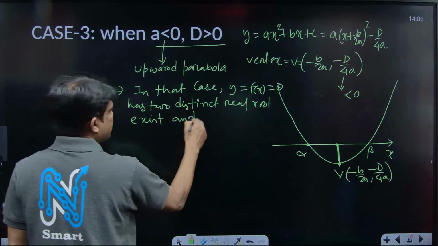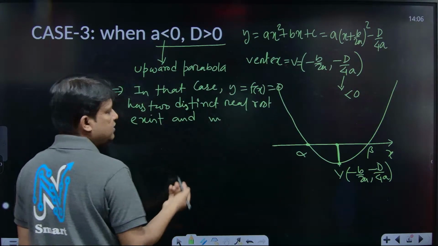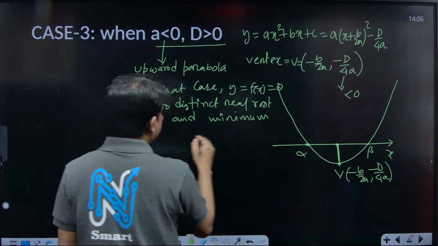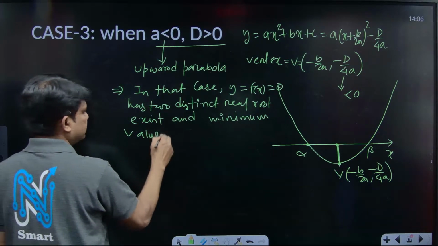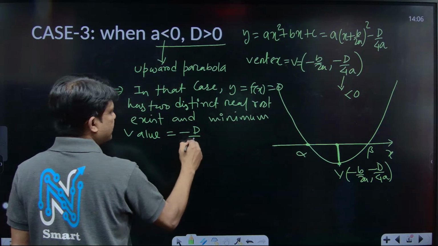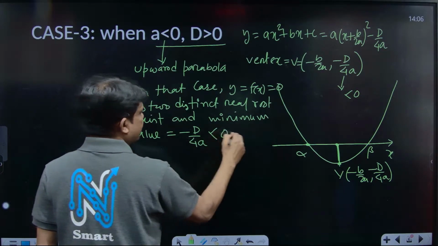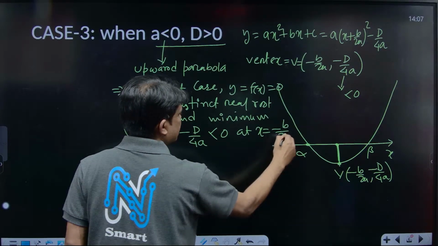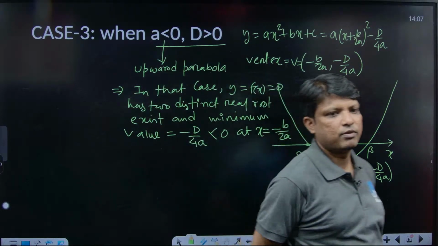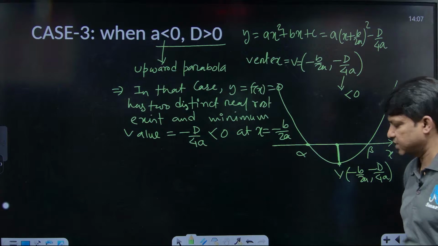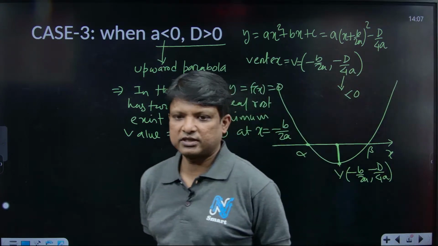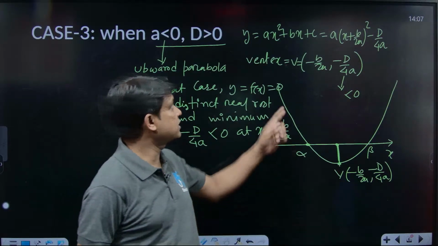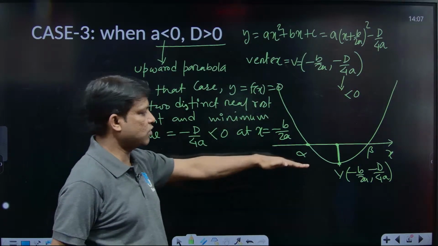And the minimum value is minus D by 4a, this is negative. Minimum value, this is minus discriminant by 4a, this must be negative, where it occurs at x equal to minus b by 2a. When x equals minus b by 2a, y equal to f(x) has a minimum value. Clear?